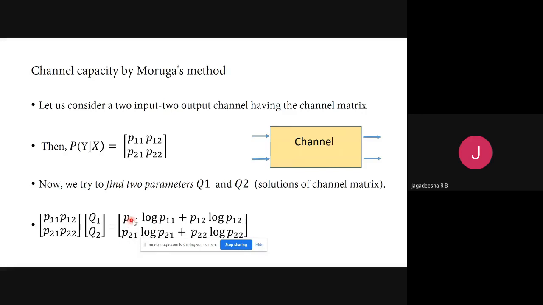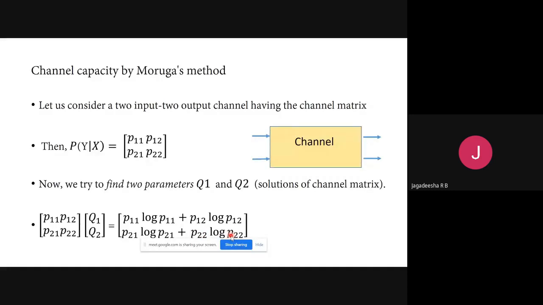So what is this? P11 is here. We know the probability of transmitting the data at point number one at the input and collecting the output at point number one. Log of the same parameter P11 plus P12 log P12. That means this row talks about transmission of data from one of the inputs and collecting the data at different output points. And if you see the second row here, that talks about transmitting the data at the second input point and collecting the data at all the output points. So P21 log P21 plus P22 log P22.